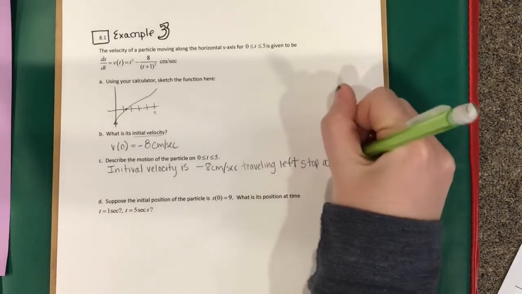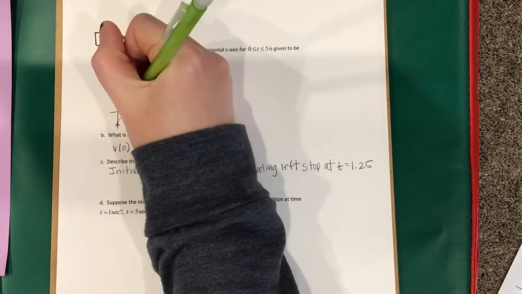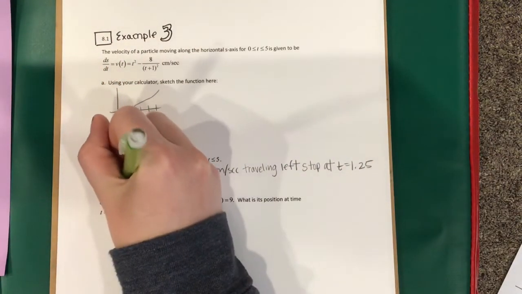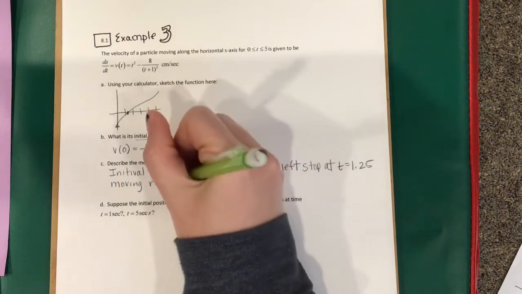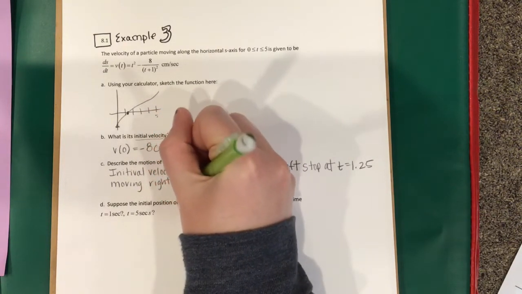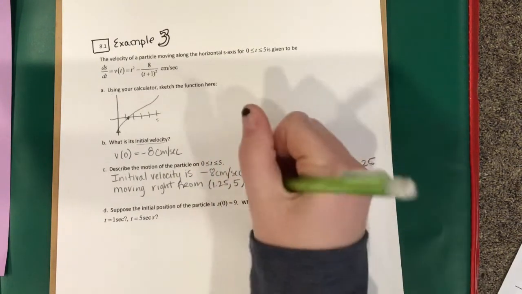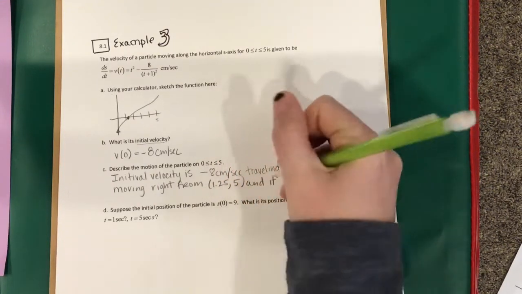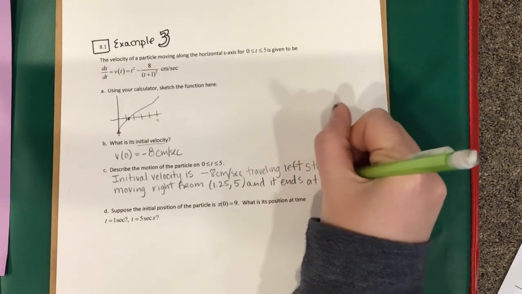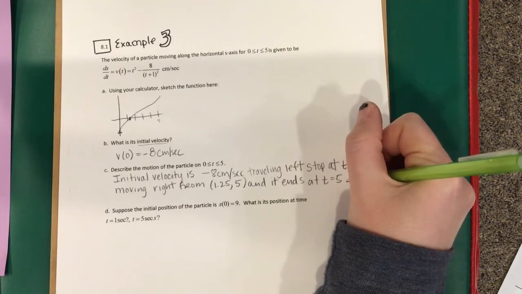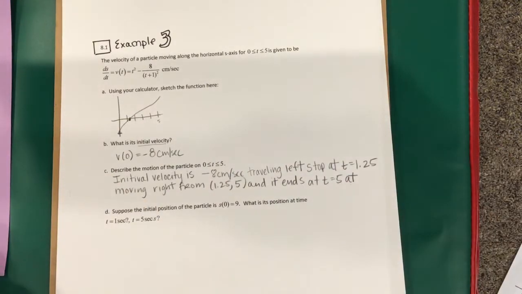So it stops at t equals 1.25. And then it's moving right because my velocity is positive now, so it's moving right from that 1.25 until we get to the 5. But let's find out what the velocity is when t is 5.